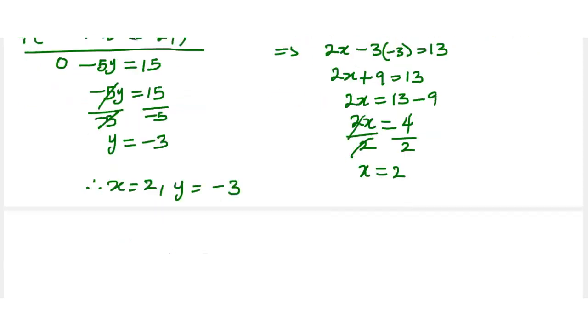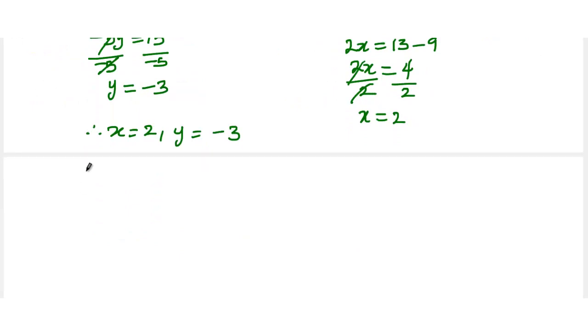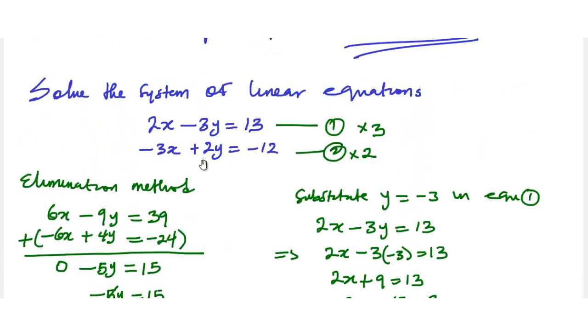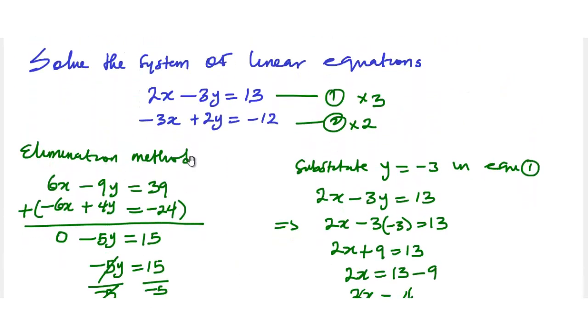If you write it in coordinate form, the solution is x comma y, which is equal to 2 comma minus 3. So that is that if we are using elimination method. In the next video, I'm going to be showing you solving the same problem using substitution method.